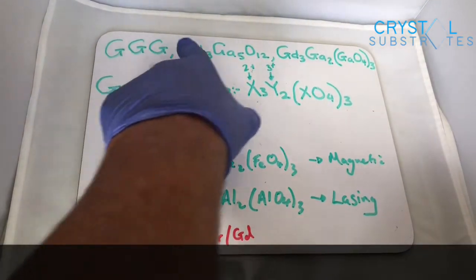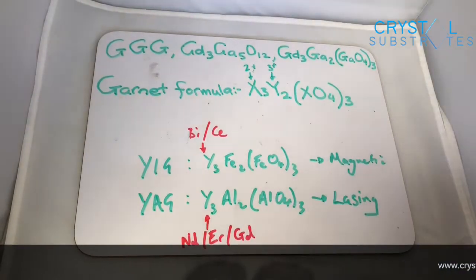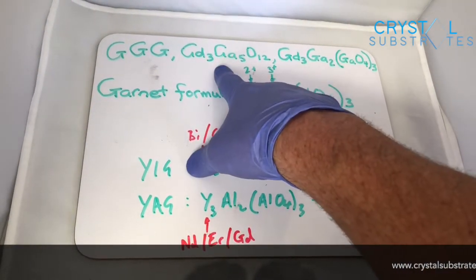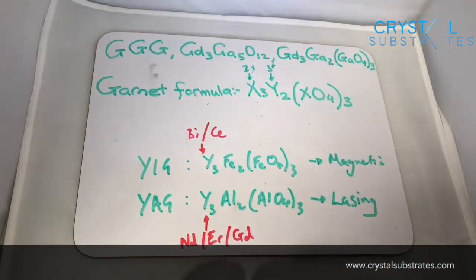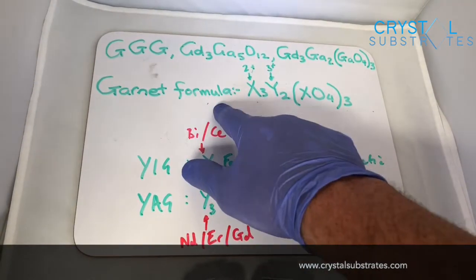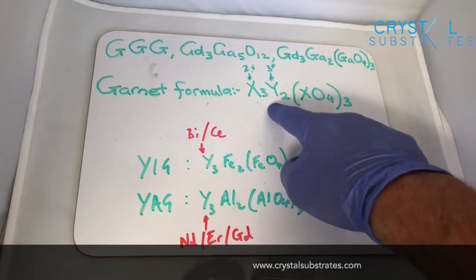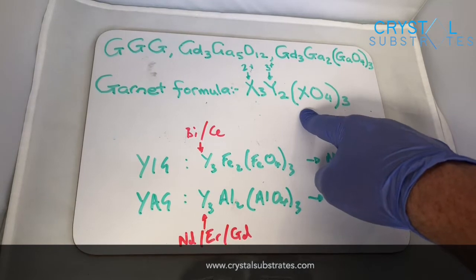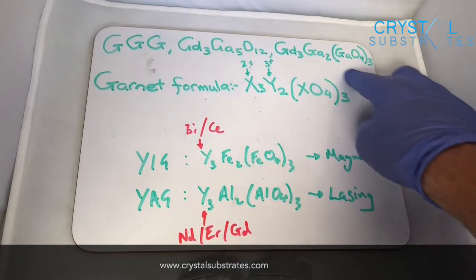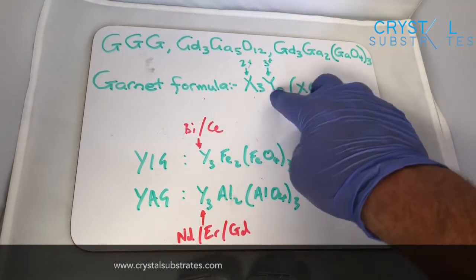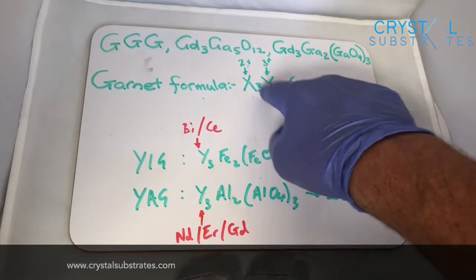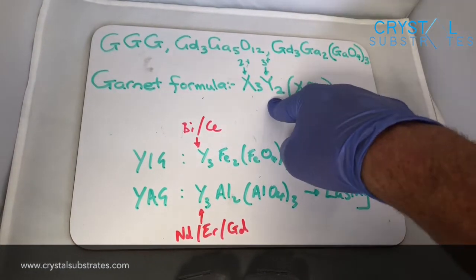So here's GGG up here. This is typically how you'll see it written, because if you write it as the generic garnet formula, it's X3Y2(XO4)3. This is how it would be written, with the X and the Y sites being taken up by the divalent and trivalent cations.